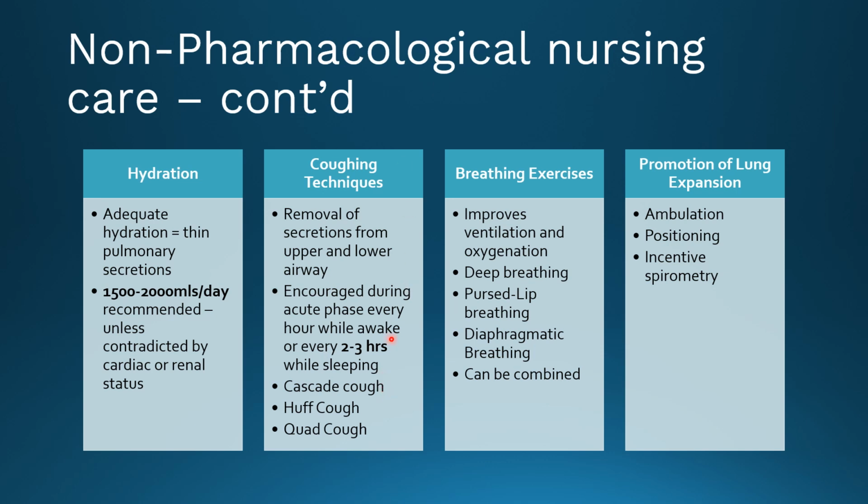So the first technique is called a cascade cough. This is where the patient takes a slow, deep breath in, and they hold it for 2 seconds, and while contracting their expiratory muscles, they open their mouth and perform a series of coughs through that exhalation.